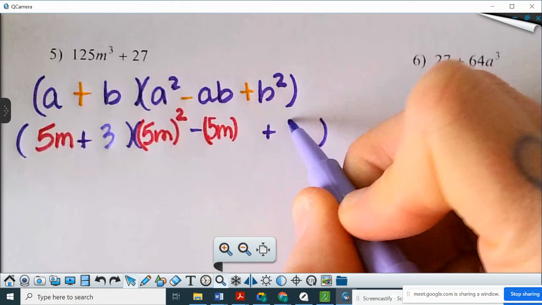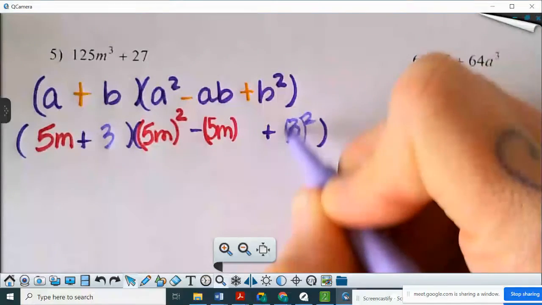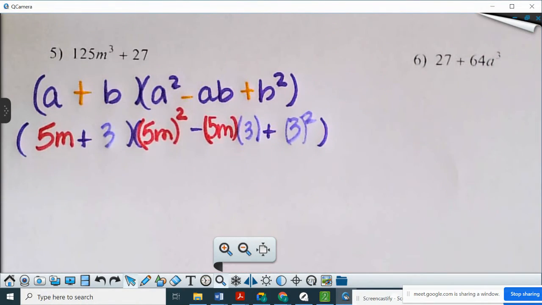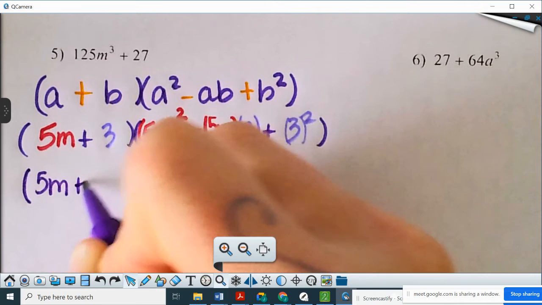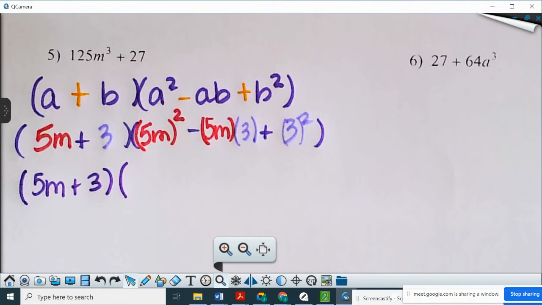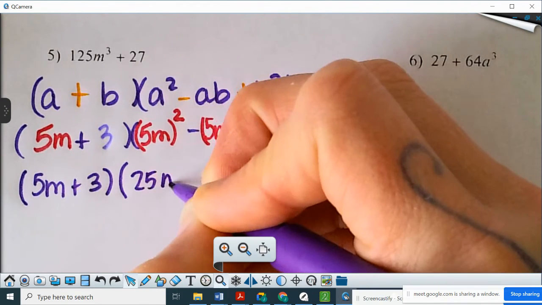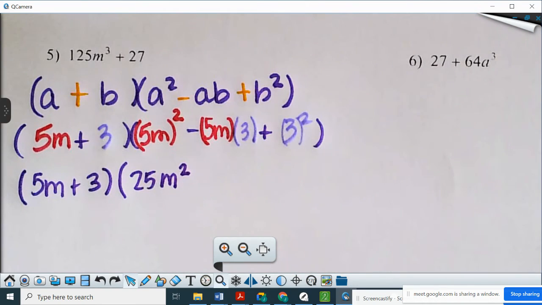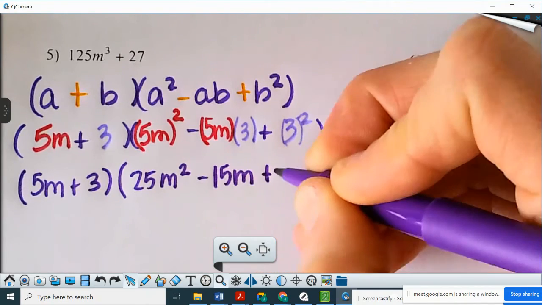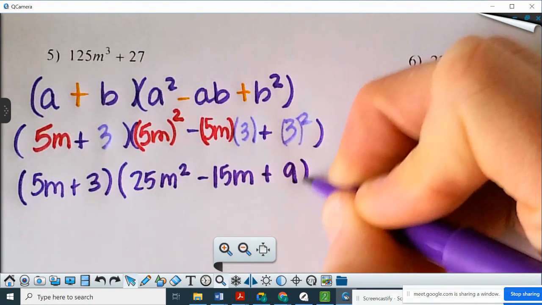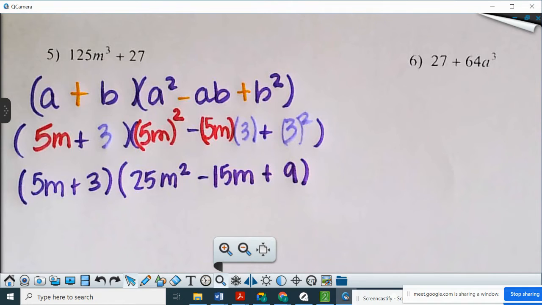3 squared, and 3. Now, again, make sure we clean up all the way across. So 5m plus 3 is good. Nothing can be simplified. But 5m squared, the 5 is squared and the m is squared, not just m. So it would actually be 25m squared minus 15m plus 9. Now, for some of you, that's going to look crazy.